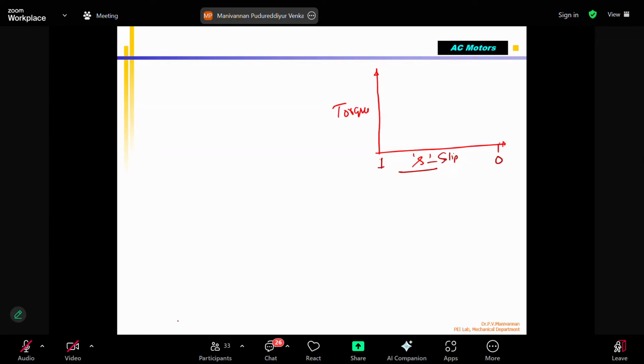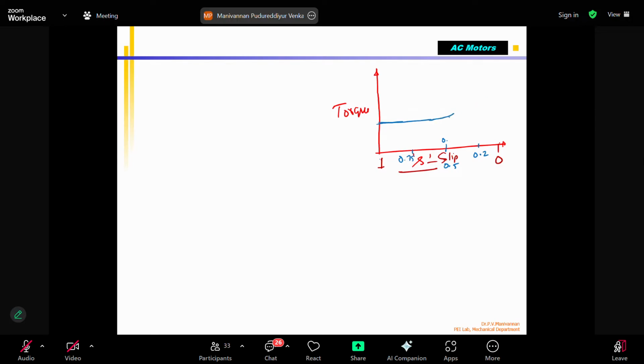If you see the torque curve of an induction motor, this is around 0.2 slip. This is 0.5, okay, I can say 0.5. And this is 1. This is 0.75. So the torque will be flat up to 50%. After that, it starts increasing.